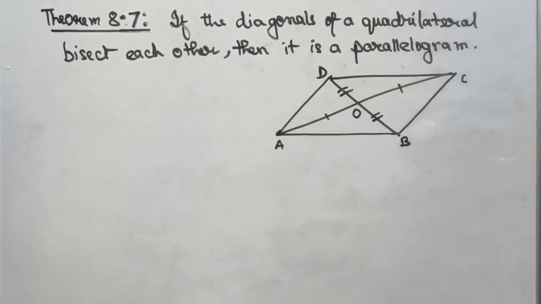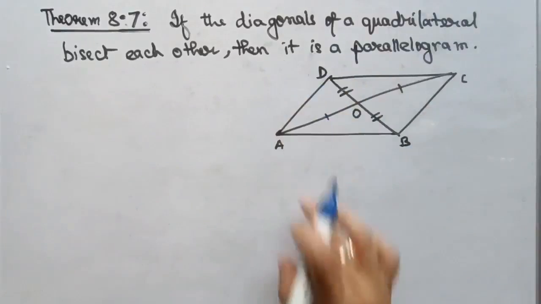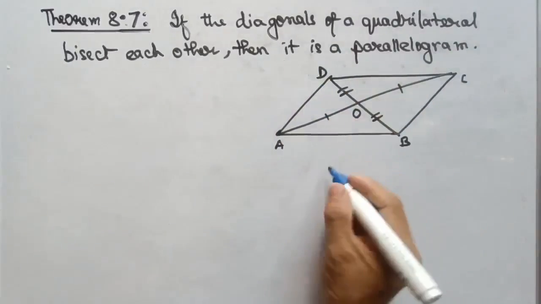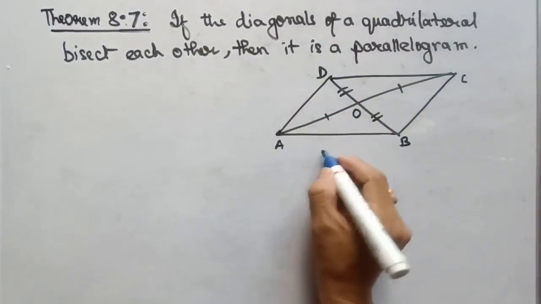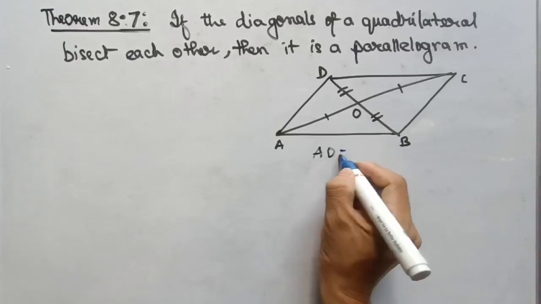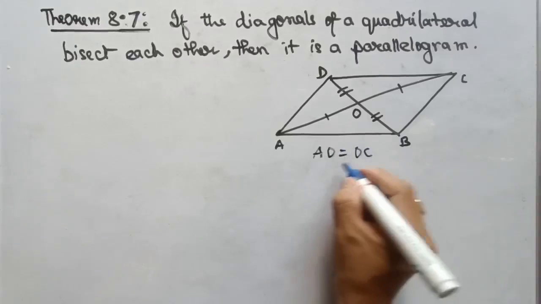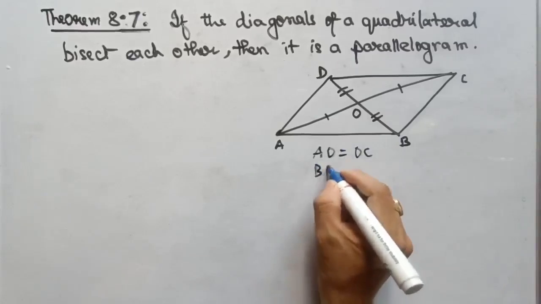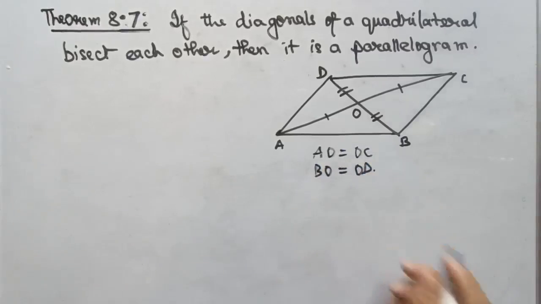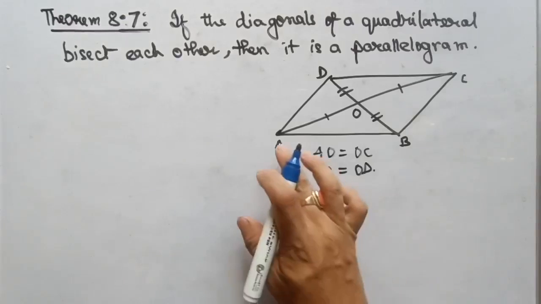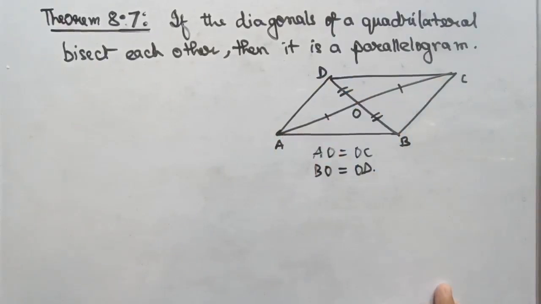Next, theorem 8.7. If the diagonals of a quadrilateral bisect each other, then it is a parallelogram. This is the converse of theorem 8.6. So in this theorem, it says that if in quadrilateral ABCD the diagonals bisect each other, that is AO equal to OC and BO equal to OD, then the quadrilateral ABCD is a parallelogram.